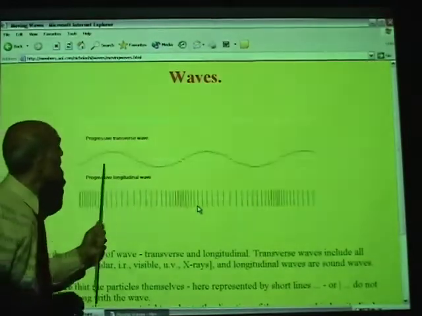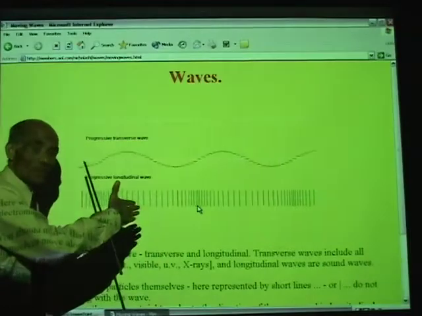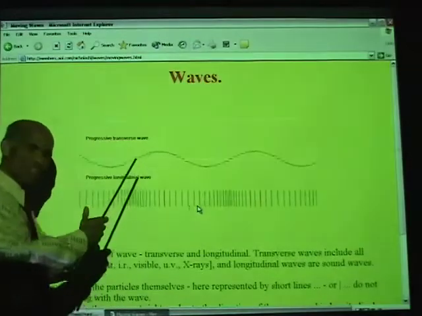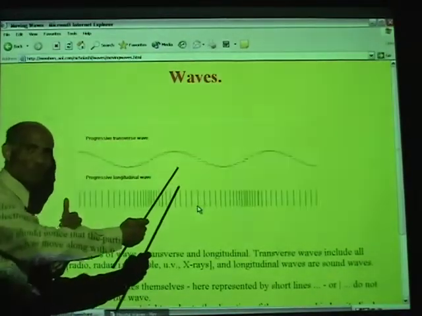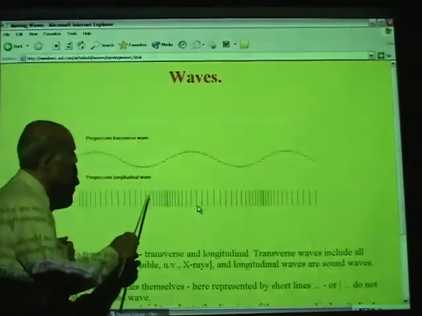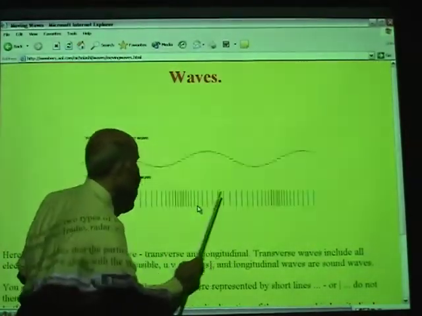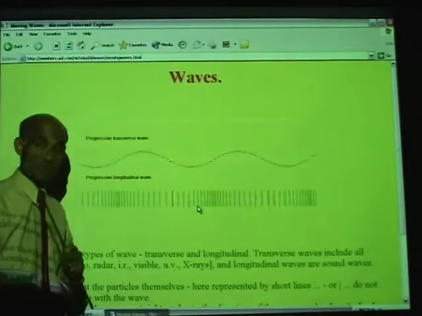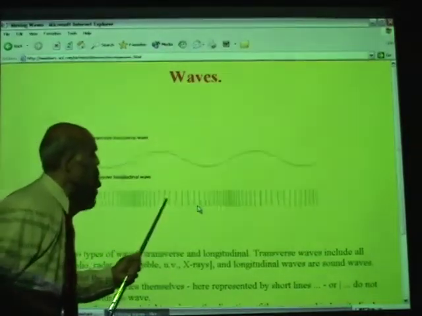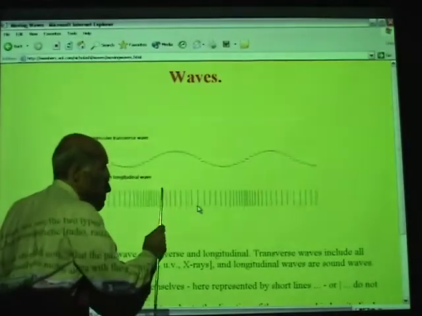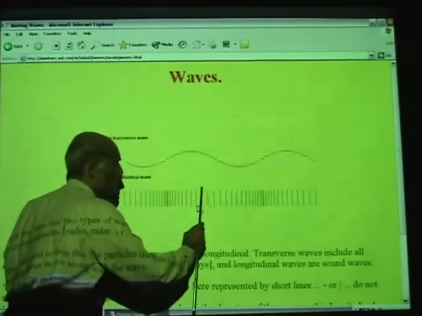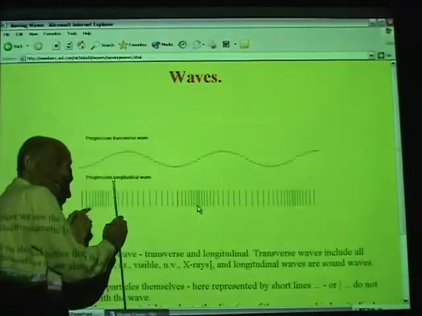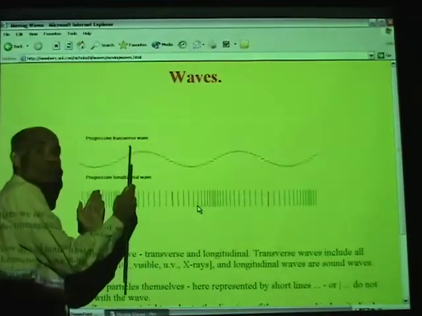Now, in place of a crest, you have a compression, where they are close together. In place of a trough, you have a rarefaction. What does rare mean? Not very many particles. So a longitudinal wave is characterized by compressions and rarefactions. And we will talk about this soon. So before I close, I'm going to say one more thing about this. When a particle is vibrating in the direction of the wave, it is in a region of compression. When the particle is vibrating against the direction of the wave, it is in a region of rarefaction.